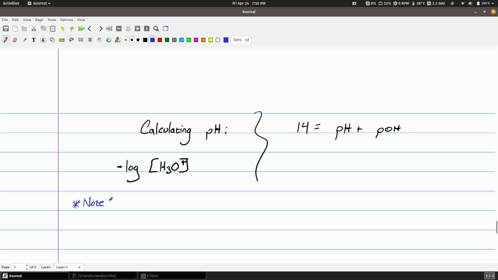Just so your math teachers don't get mad at me, negative log implies that you have -1 times the log of n or x or whatever.